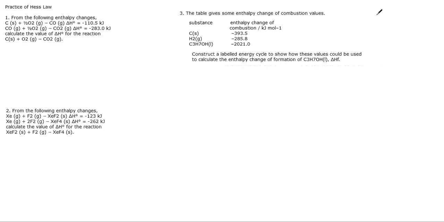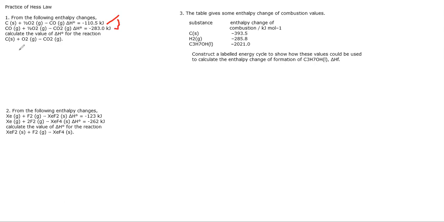First, from the following enthalpy changes, you need to calculate the delta H for the reaction. First and foremost, you need to check the information that you have in your question, and what information is already given. In this equation, you have C solid on the left hand side, so you have to check which of these two equations has the same carbon. It's equation number one. And then CO2 is in the second equation.